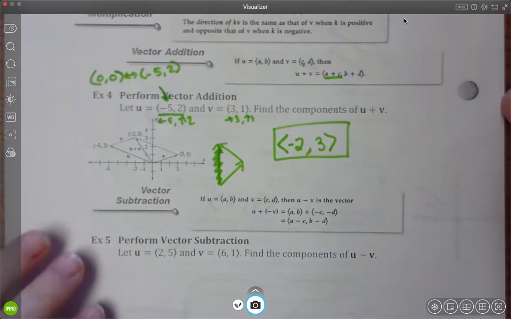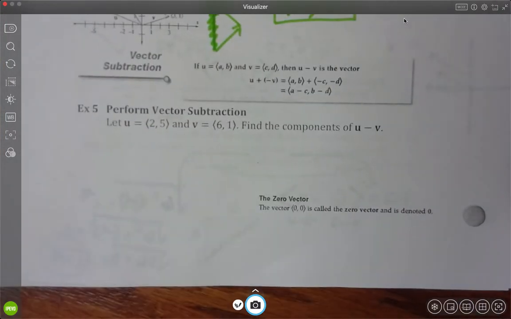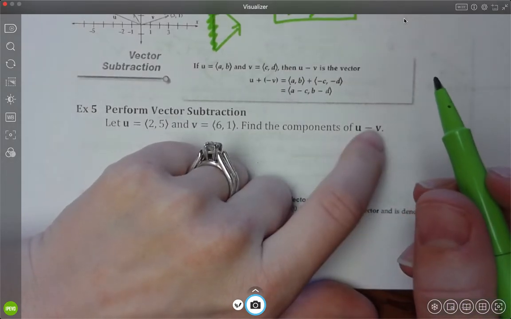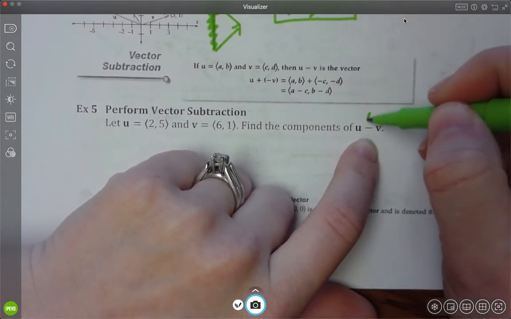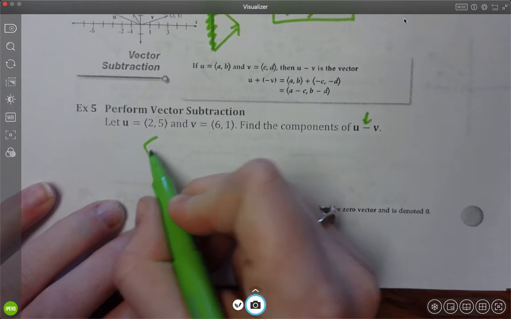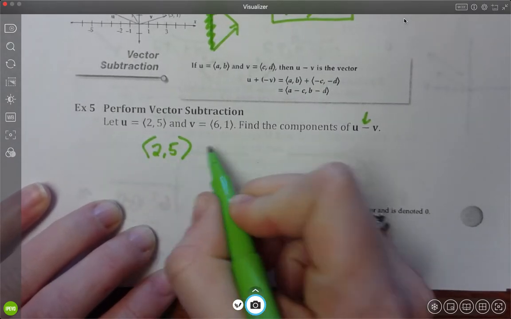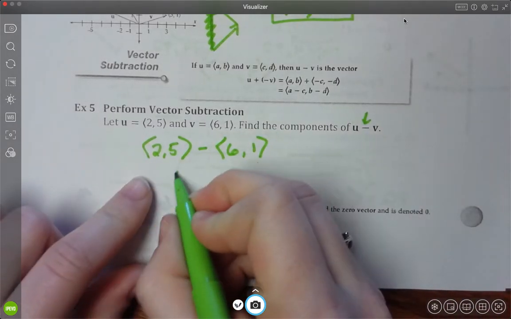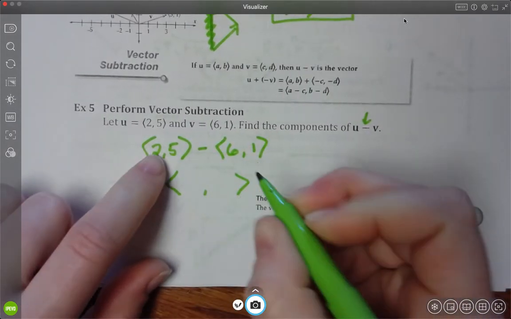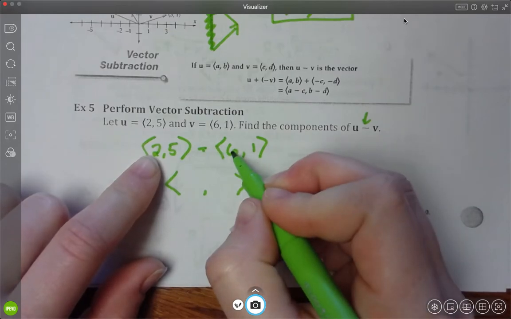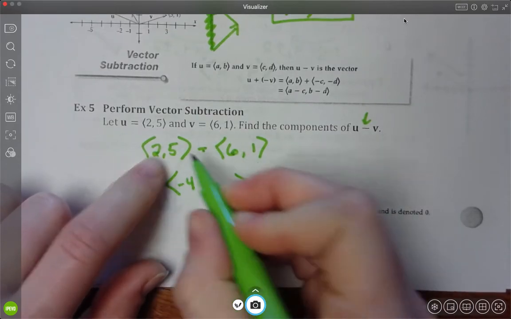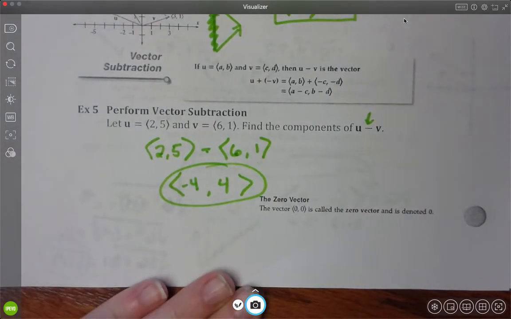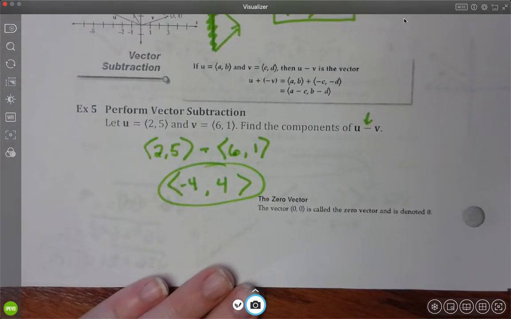Vector subtraction. It might help to write the subtraction out so that you do not forget to distribute the negative through. So if we start with 2, comma 5, and we are subtracting 6, comma 1, what we're going to do is just subtract each of the coordinates. So it would be 2 minus 6, or negative 4, and 5 minus 1, which would end up being 4. So adding or subtracting those two vectors together makes it really super easy.